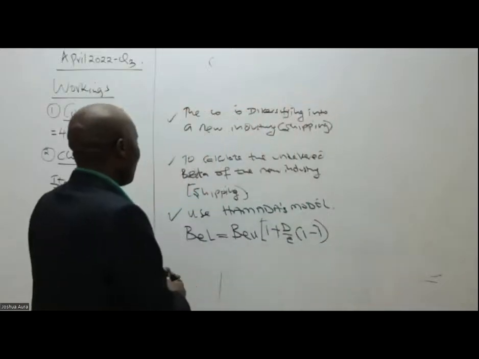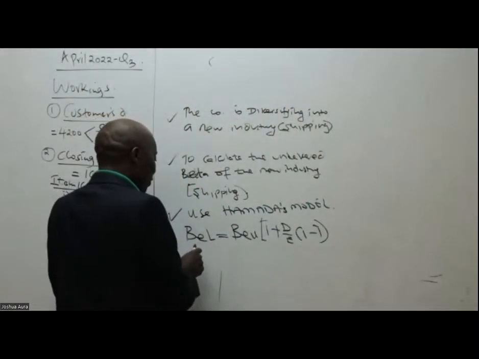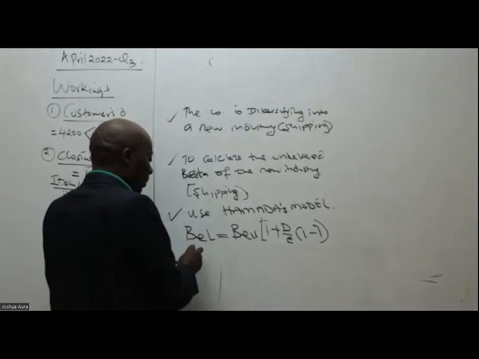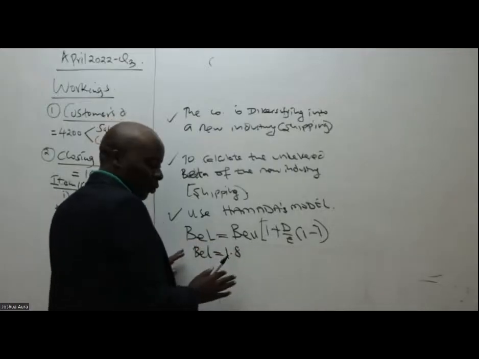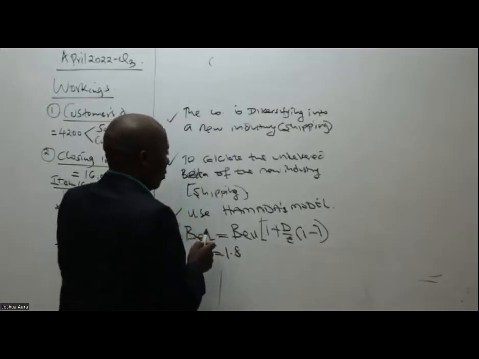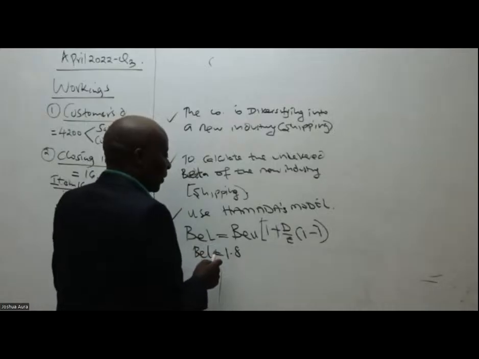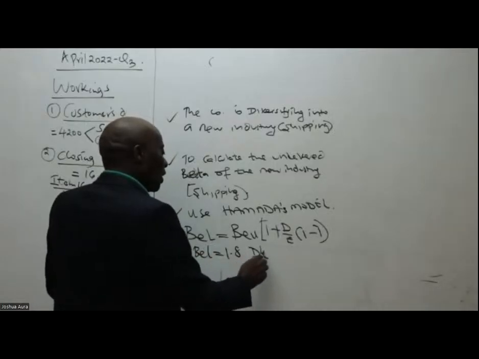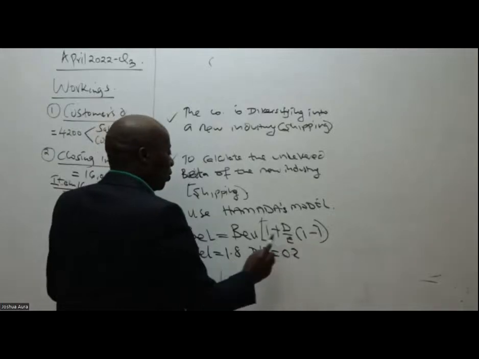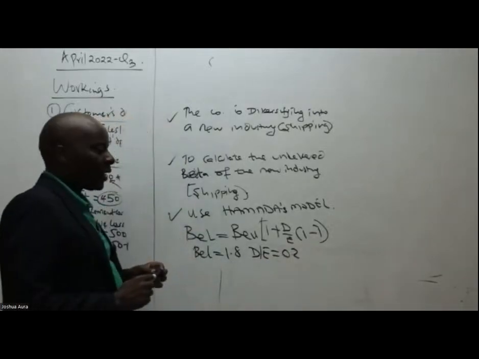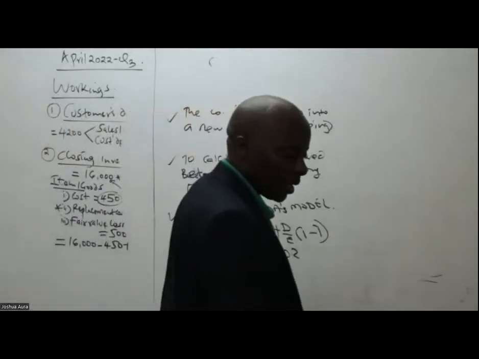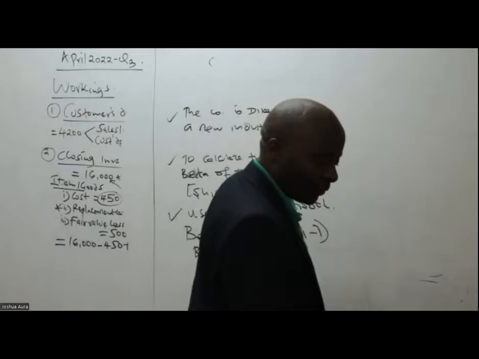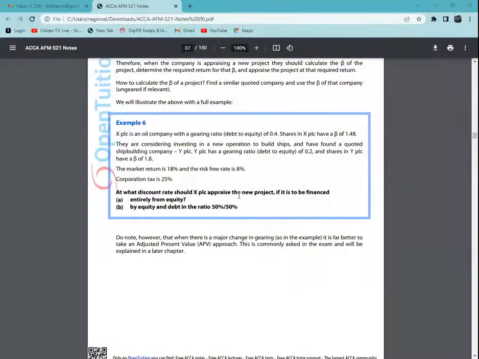So meaning, ladies and gentlemen, that they have given us Bell. Bell is beta equity levered, which in this case is 1.8 of the new industry. And fortunately for this new industry, they have given us the debt to equity ratio as 0.2. I'm not guessing here. They have told us the debt to equity of this is 0.2.